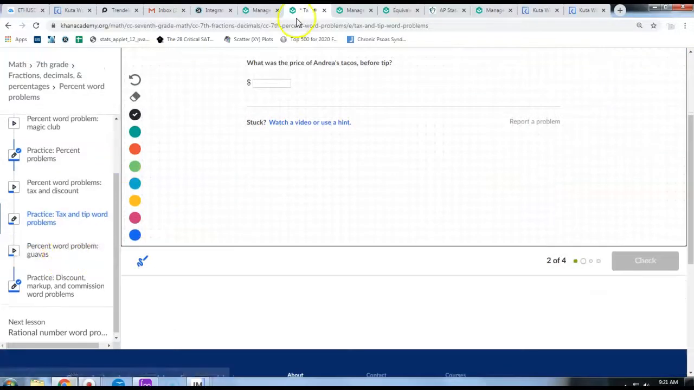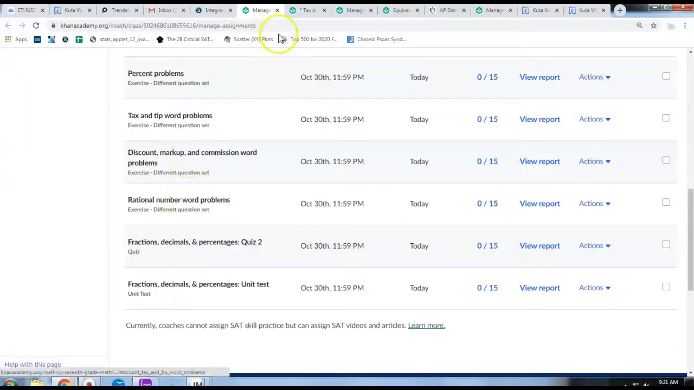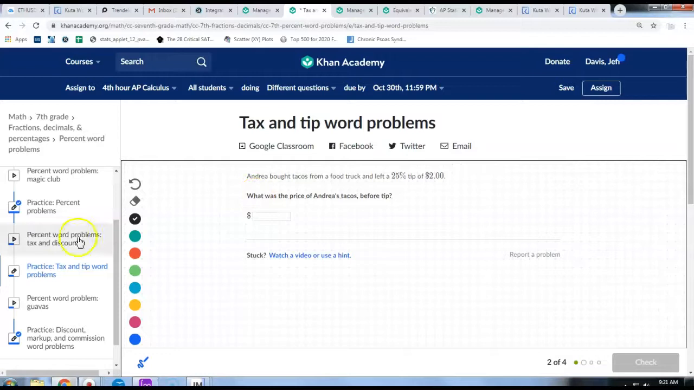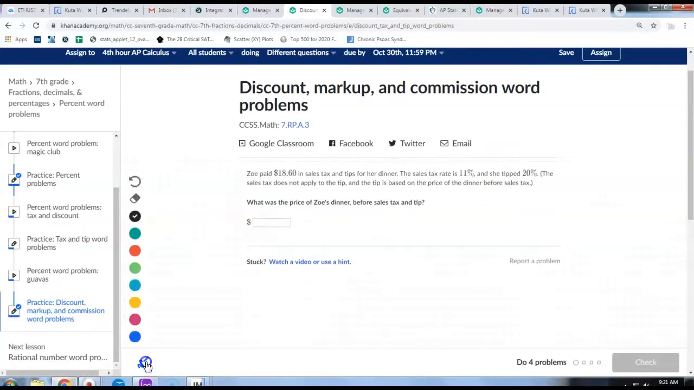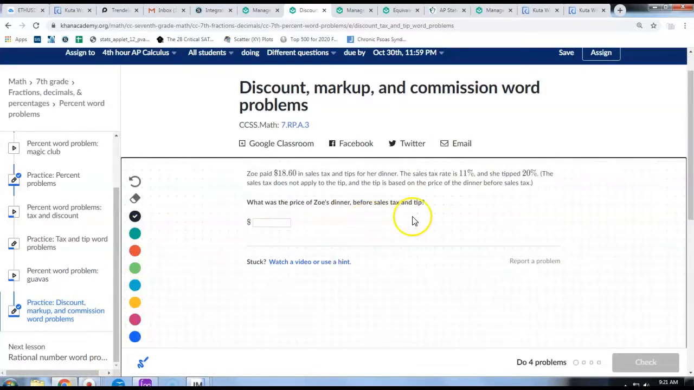All right, let's move on to, we got one more here, I think. No, discount, markup, and commission. Have we done that yet? Nope. All right, discount, markup, and commission. And this is where I'm talking about their stacking. And this is going backwards too. This is about the toughest kind you could get, I think.